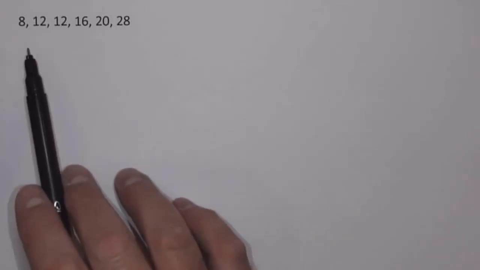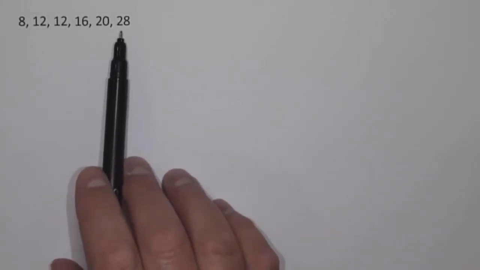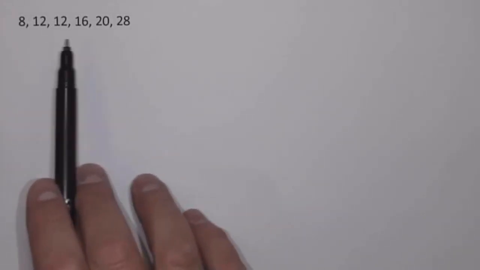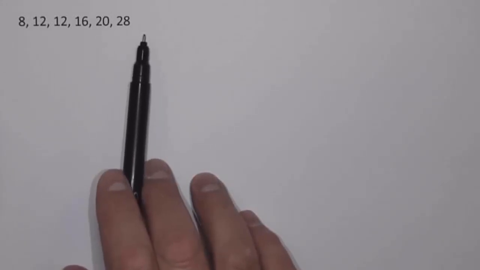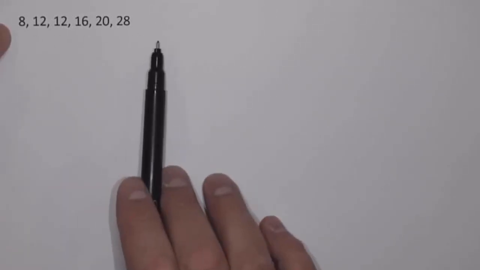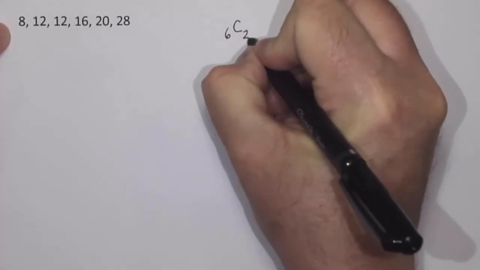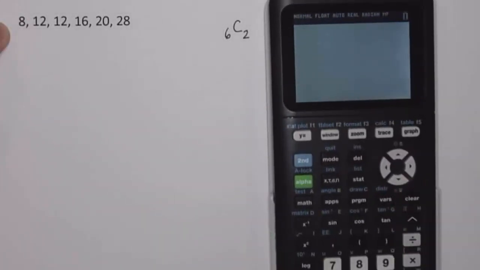So here I have rewritten our population of 6 data values. And so we're going to create a sampling distribution of all of the possible samples of size 2. So to begin with, let's figure out how many different samples would be possible, samples of size 2. Well, we have 6 items, and we're going to choose 2. So this will be a combination of 6 items, choosing 2 at a time.